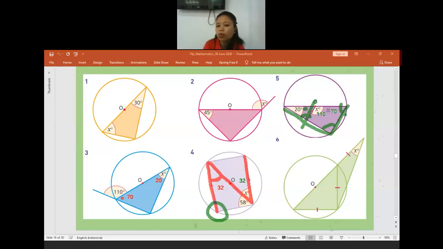A straight line in total makes 180. So if this one is 70, the other part will be 110. Is there anyone confused or who does not understand?